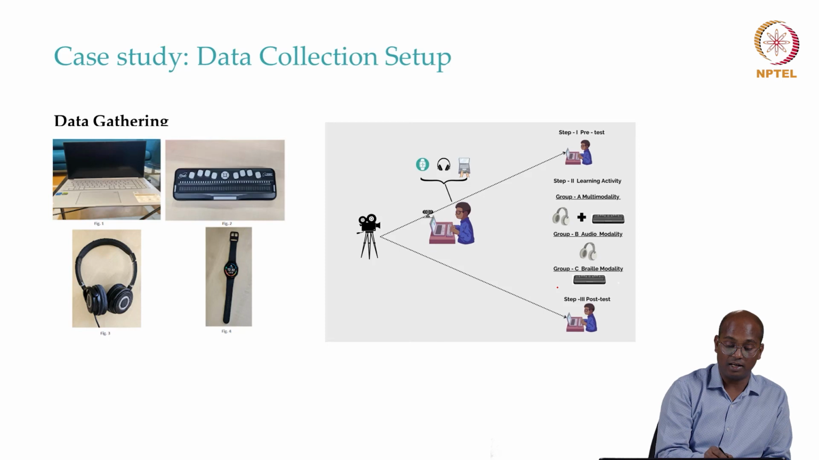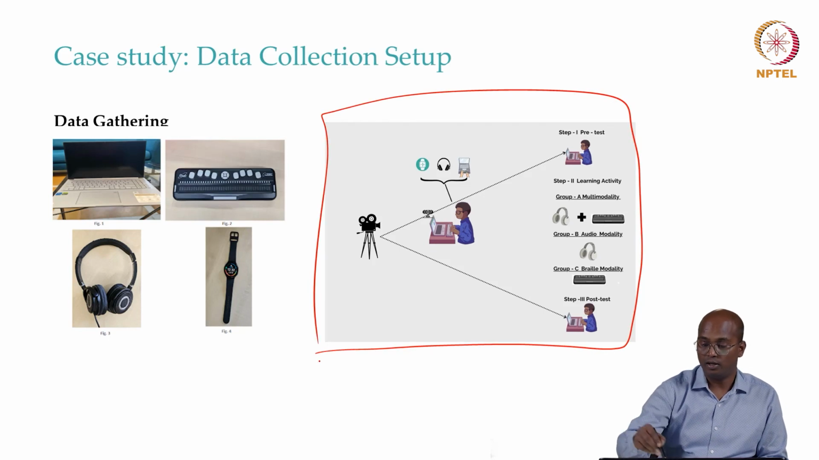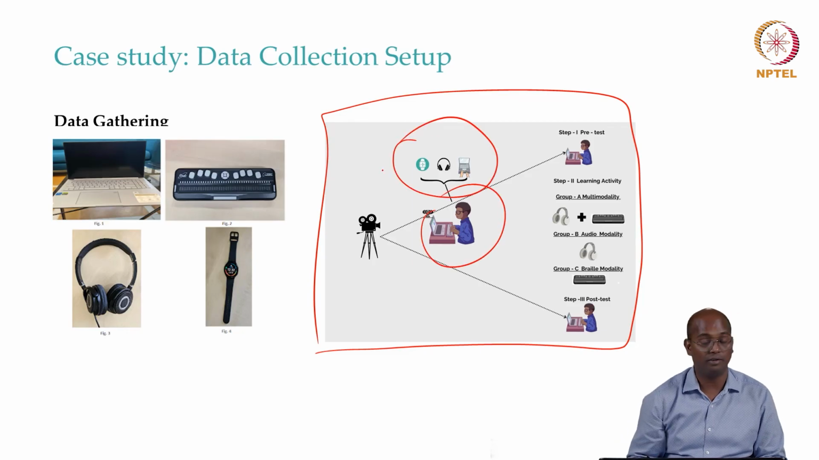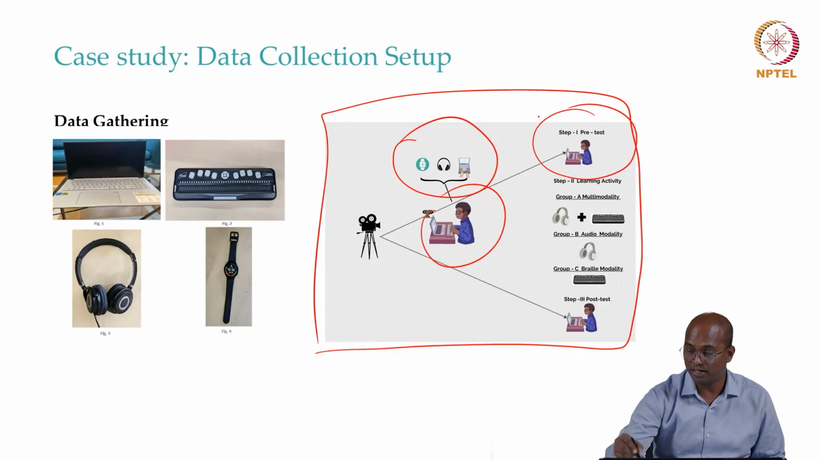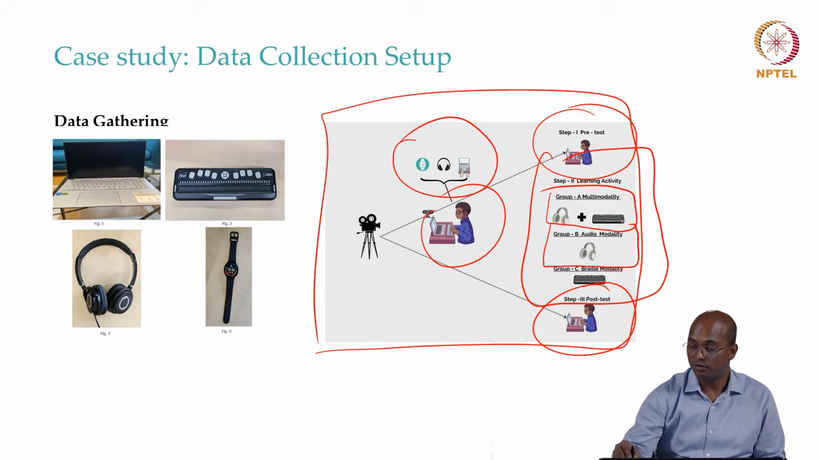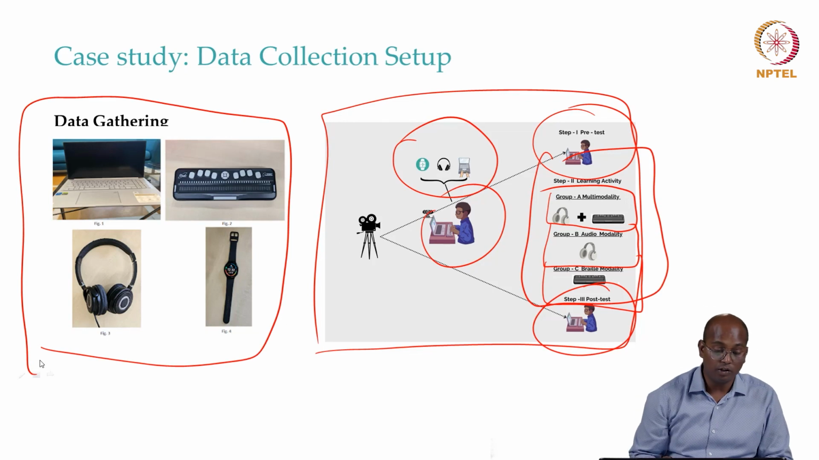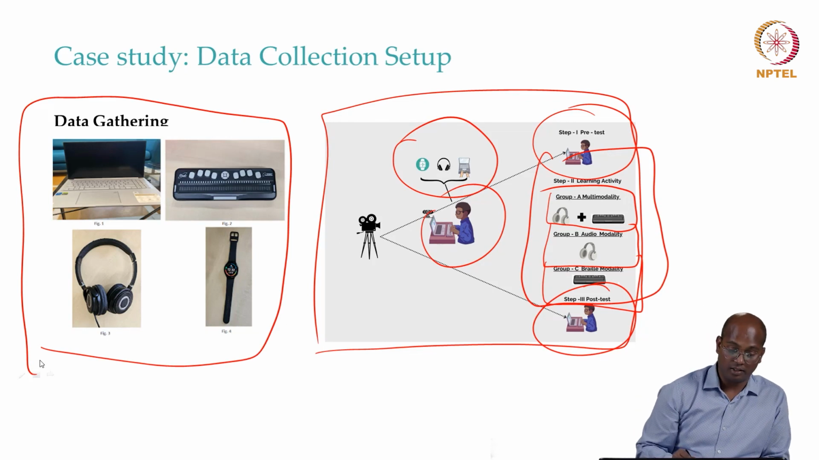So in this case, you can see this is our experimental setup, the data collection setup, where there are students, different signals and the data we are collecting. There is a pre-test happening, a post-test happening, and a learning activity in which there are three groups of users, like the multimodal activity. Similarly, we have the audio modality, and just the braille modality, and we see how the different users are doing. These are the devices that we are planning to use to collect the data.